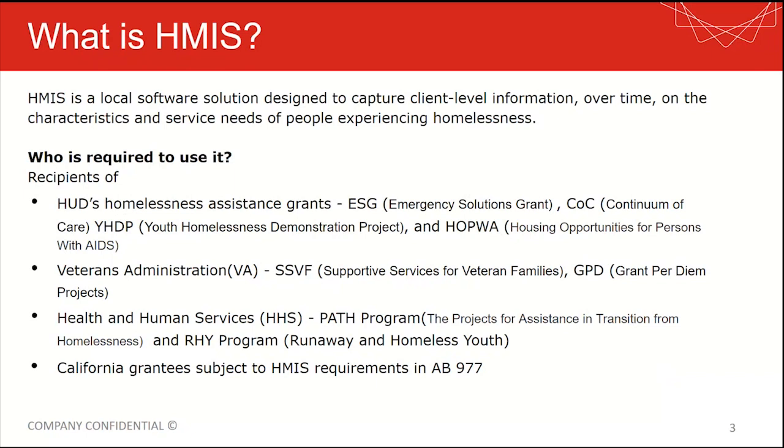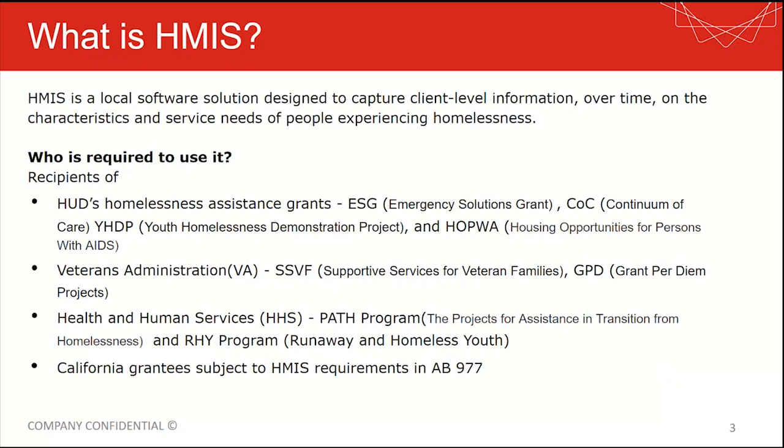This includes PATH, which stands for Projects for Assistance in Transition from Homelessness, which funds services for people with mental illnesses experiencing homelessness. RHY stands for Runaway and Homeless Youth, in which the Family and Youth Services Bureau supports street outreach, emergency shelters, and longer term transitional living and maternity group home programs to serve and protect runaway and homeless youth. The last group required to use it is any state or local funder that chooses to use HMIS for their funded programs.